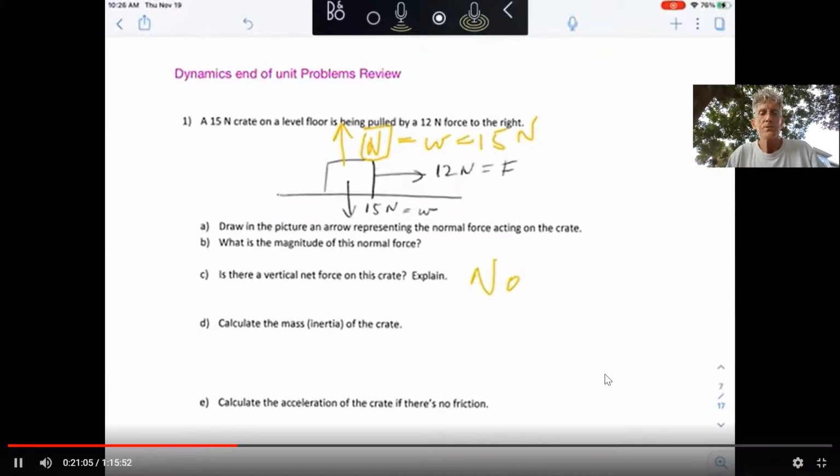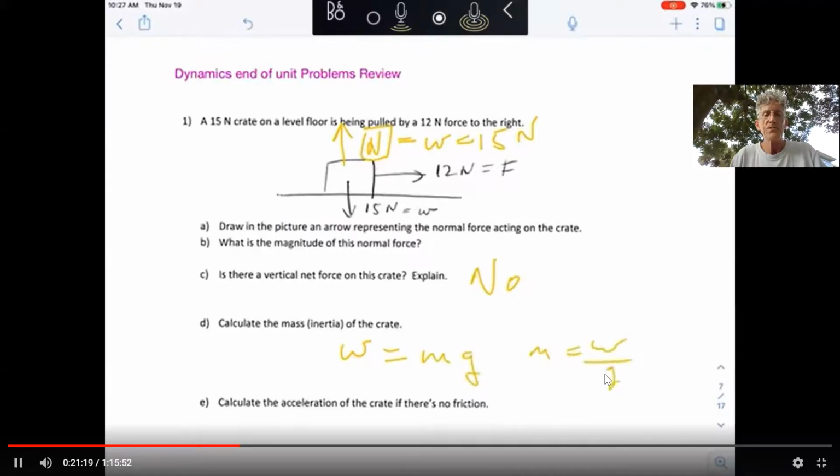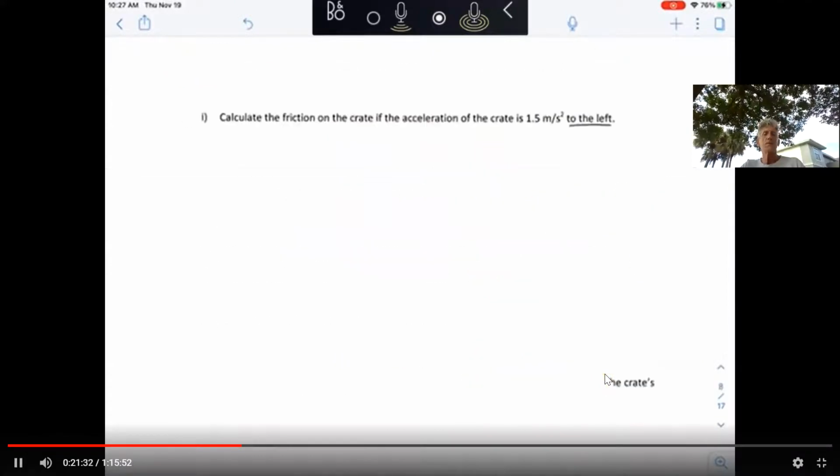I wrote it in the picture. Is there a vertical net force? No, they're balanced. If the forces are balanced, there's no net force. Calculate the mass, another name for mass being inertia. Well, if you're given the weight, 15 newtons is the weight, you can find the mass again by dividing by 10, using the equation W equals mg.